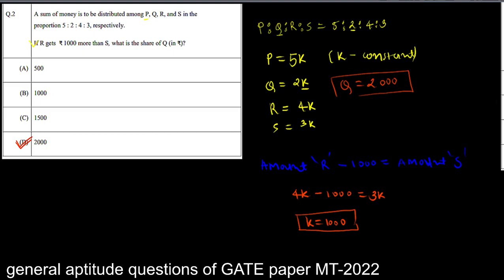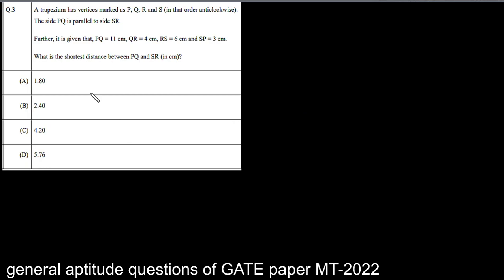Now let's move to question 3. Question 3 says a trapezium has vertices named PQRS. Here this word trapezium is nothing but simply a four-sided figure with four corners. And these four vertices are named PQRS in that order, anti-clockwise. So we must follow this order in the anti-clockwise direction. The side PQ is parallel to side SR.